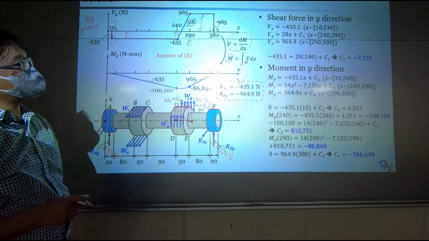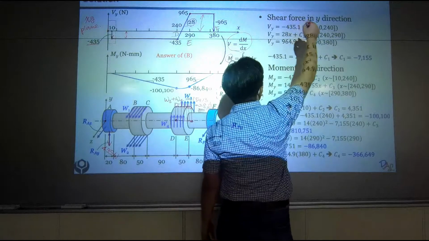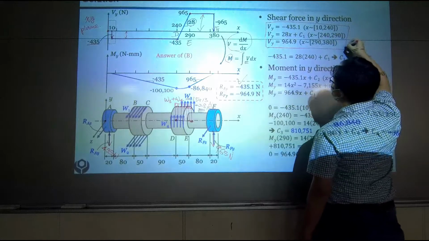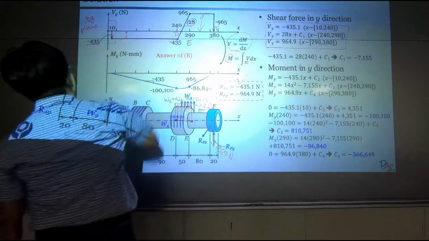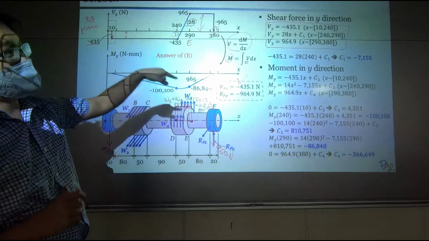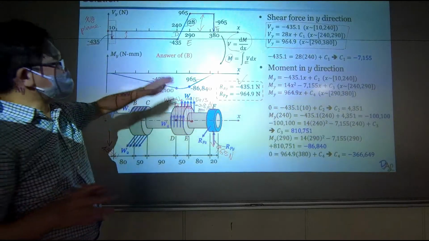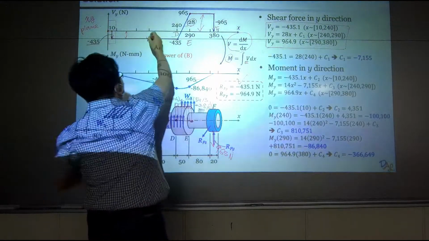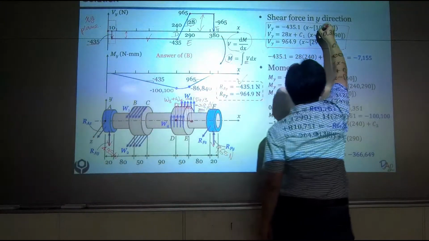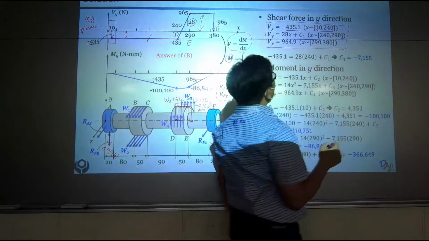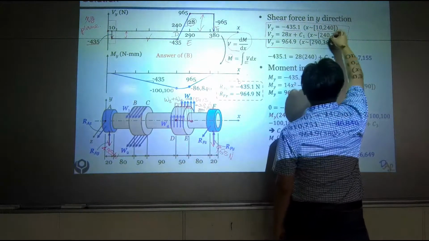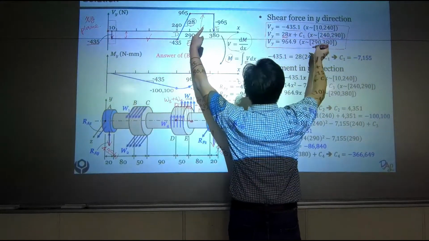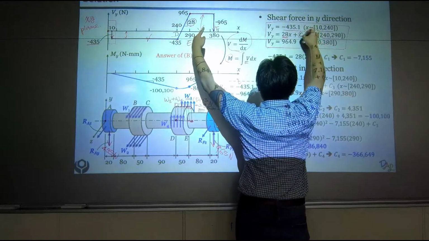So on the right hand side, I try to derive the linear equations of my shearing forces at different regions. And they are very easy to get because they're just straight lines. So this one, obviously within this region, it's negative 435. And within the other region, it's a line. The slope is 28. And I have a constant right here.